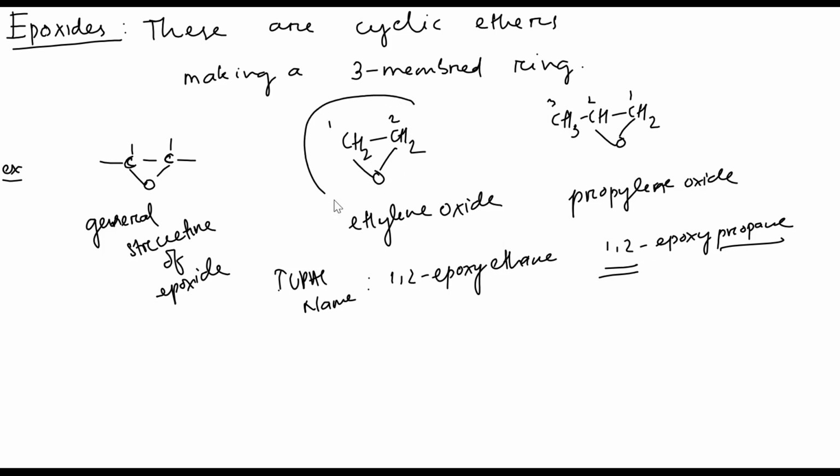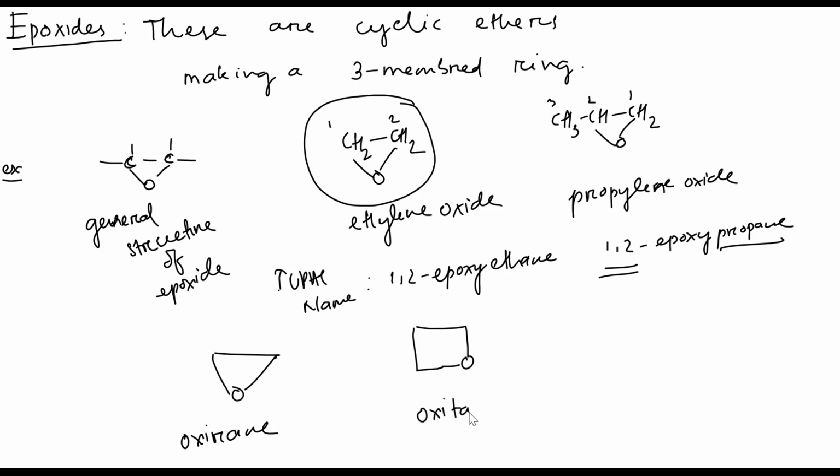If we consider this one, it is just like this cyclic epoxide. This is known as ethylene oxide, 1,2 epoxy ethane, or by the heteroatomic naming, it is known as oxirane. If you see a four membered ring in a cyclic manner connected with oxygen, this is known as oxetane ring. Okay, these are examples of some epoxides.